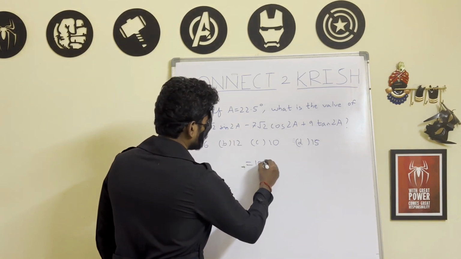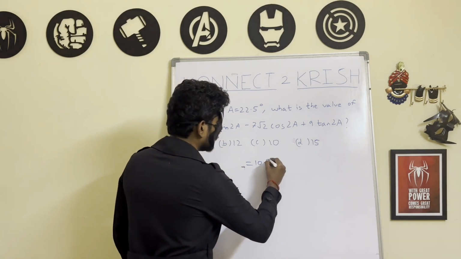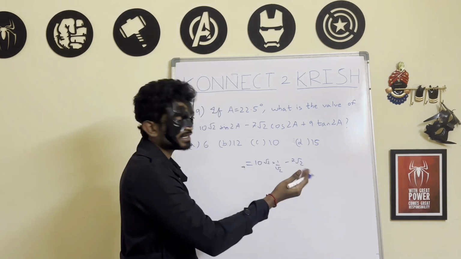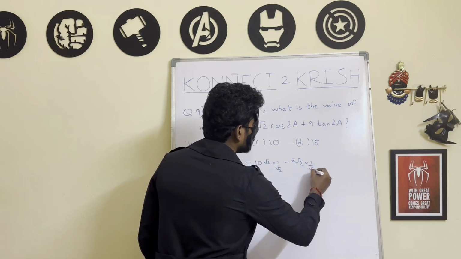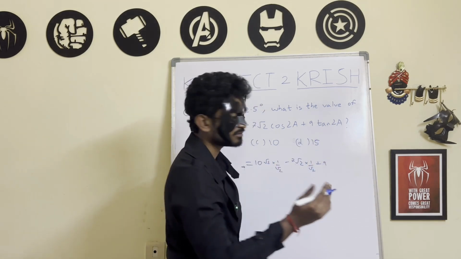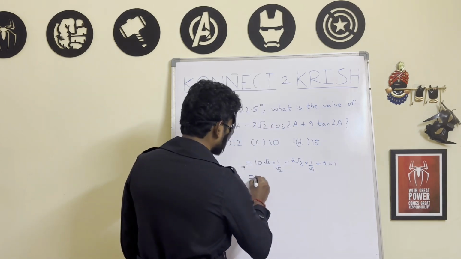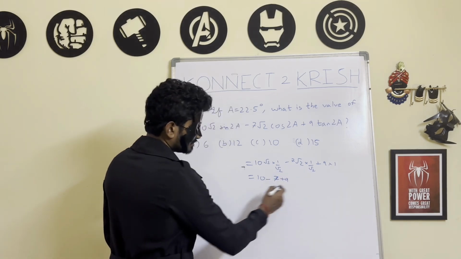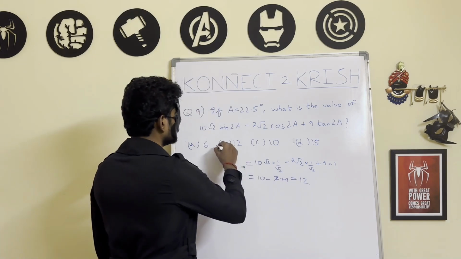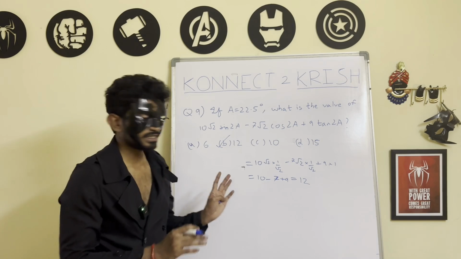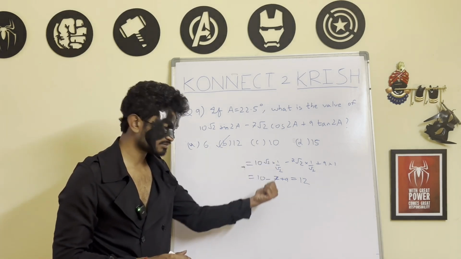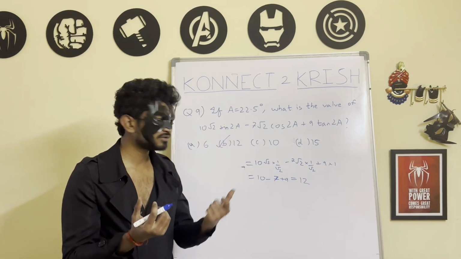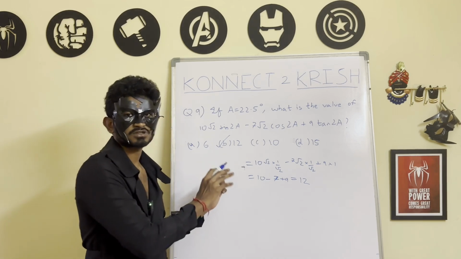It is nothing but 10 root 2 into sin 45, which is 1 by root 2, minus 7 root 2 into cos 45, whose value is also equal to 1 by root 2, plus 9 tan 45, which is equal to 1, which is nothing but 10 minus 7 plus 9, which is nothing but 12. So guys, for your ease of understanding, I am writing all these steps on paper, but in exam you can mentally also solve this to reduce the amount of time you take to solve this question.